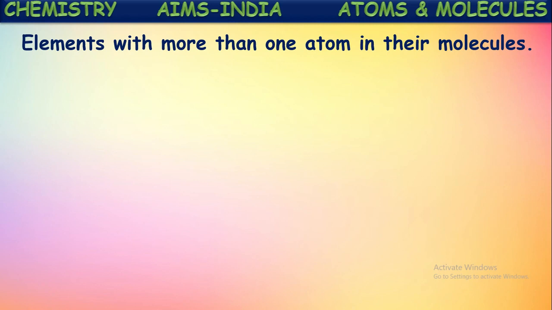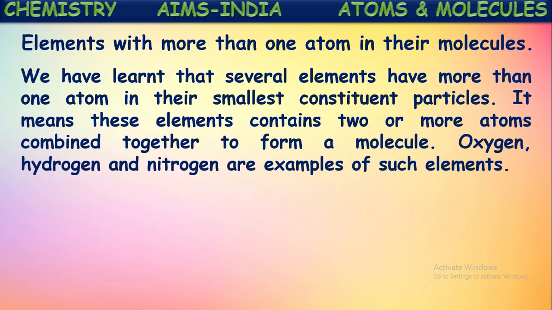Now, elements with more than one atom in their molecules. We have learned that several elements have more than one atom in their smallest constituent particle, which is called a molecule. It means that these elements contain two or more atoms combined together to form a molecule. Yes, for some elements, individual atoms do not exist. These atoms are combined in simple numbers, one or two or three, so that they form a group of atoms which is called a molecule. Most elements exist in the molecular state; individual atoms won't exist.